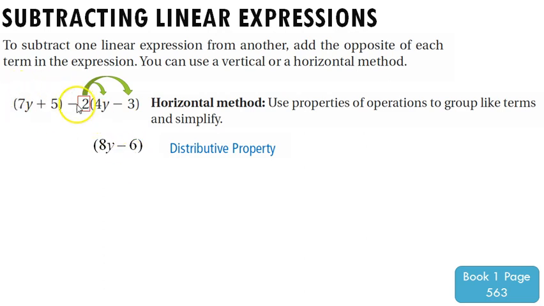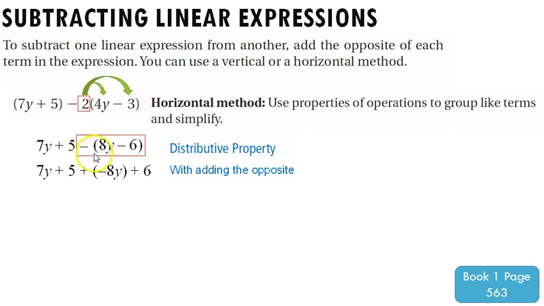Let's rewrite the rest of the expression in the front. Now we will rewrite it with adding the opposite. When we see the subtraction sign, we're pretty much going to be adding these together. So add the opposite of 8y, and the opposite of minus 6. We'd get plus negative 8y plus 6, and again the original portions here with 7y plus 5.